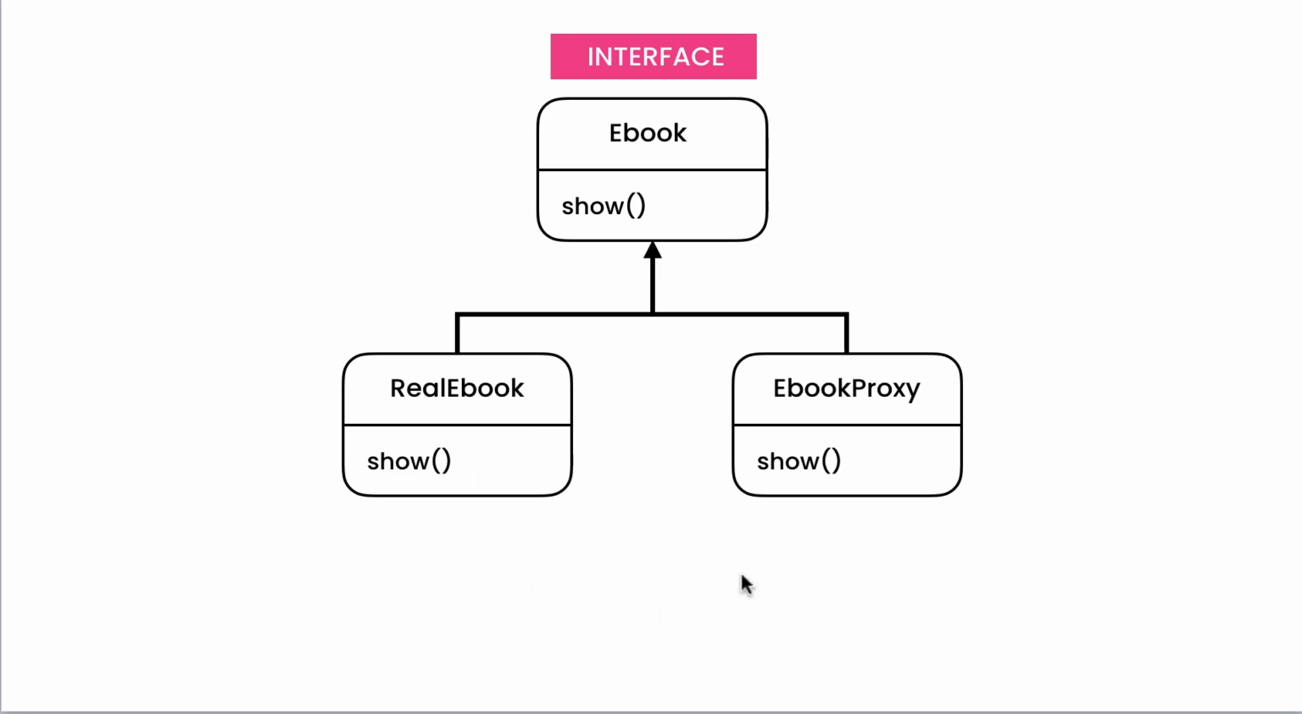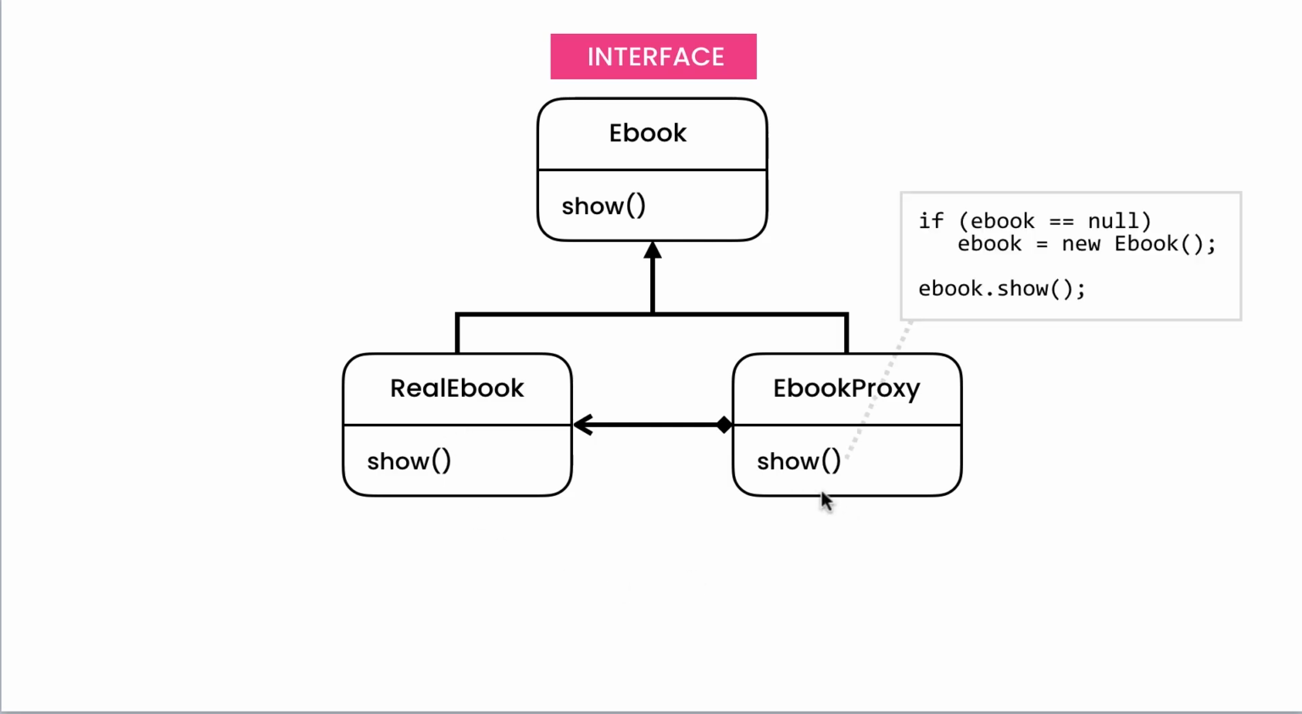We're also going to create this ebook proxy. In this class, we're going to have a private field of type real ebook. But here's the catch. We're not going to initialize that field ahead of time. So we're going to declare that field, and initially it's going to be null.